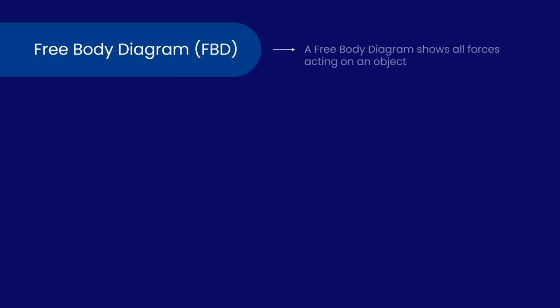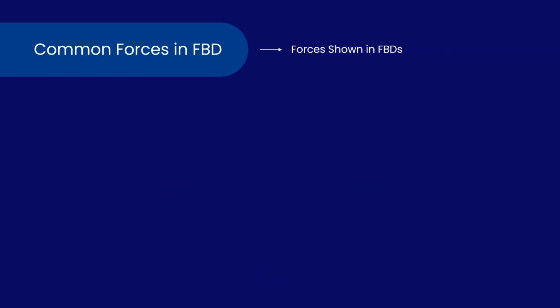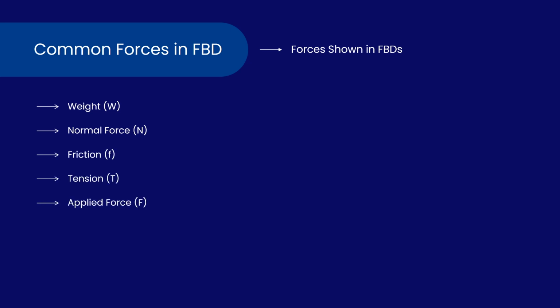A free body diagram or FBD shows all the forces acting on an object. In this example, the weight acts downward, the normal force acts upward, the applied force pushes the block to the right, and the friction acts to the left opposing the motion. The common forces shown in the free body diagram are weight, normal force, friction, tension, and applied force. Identifying these forces helps us analyze motion using Newton's laws.